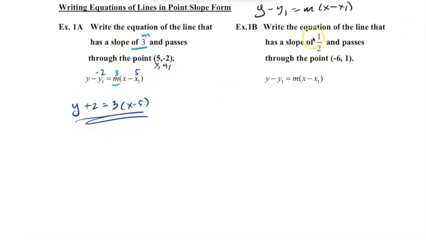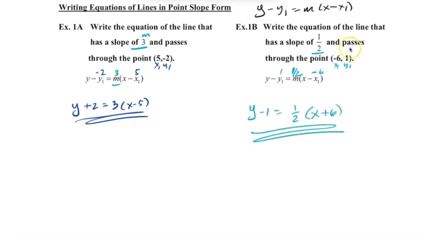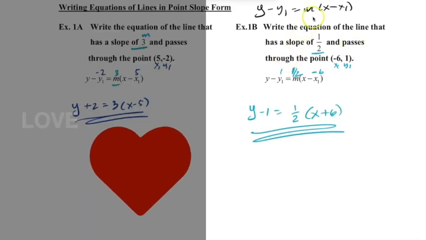Look over here. It's a fraction. Oh, we'd hate that in slope-intercept form. But if this says write an equation, put in point slope form. My slope is 1/2. My point, x1, y1, is negative 6 and 1. Rewrite it. Y minus 1 equals 1/2 times x plus 6, again, double negative. And there you go. Look how easy that is. I love point slope form. It makes writing equations so easy.